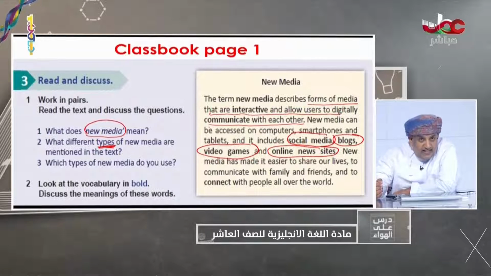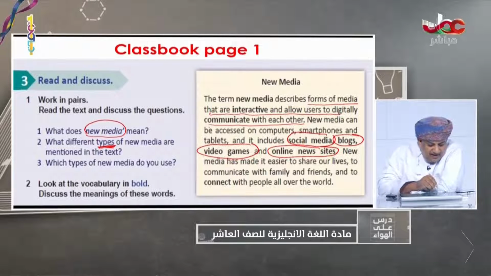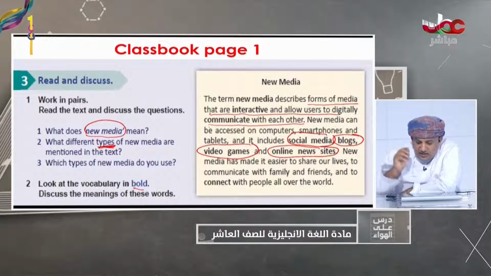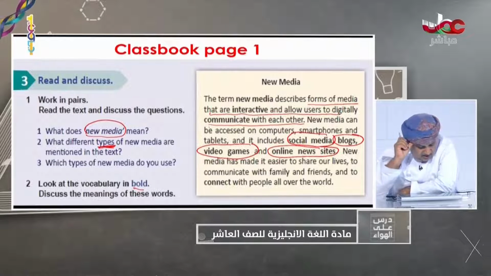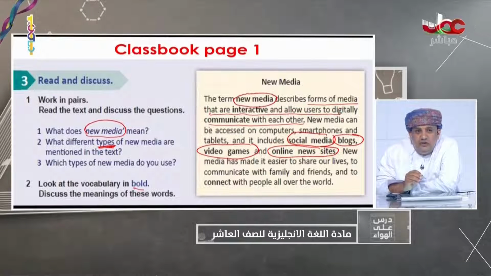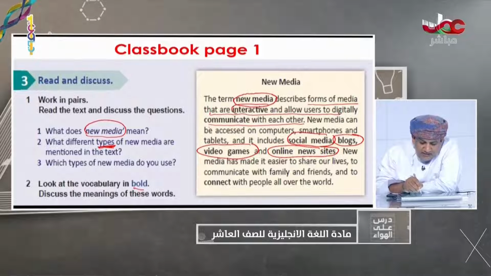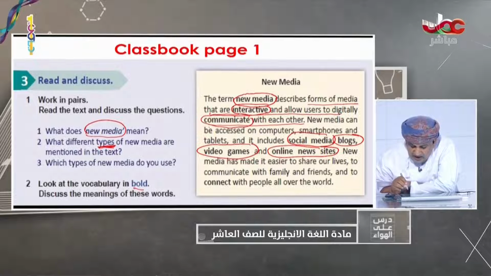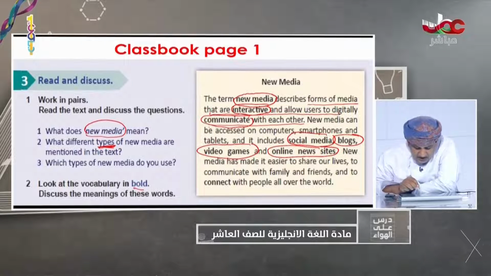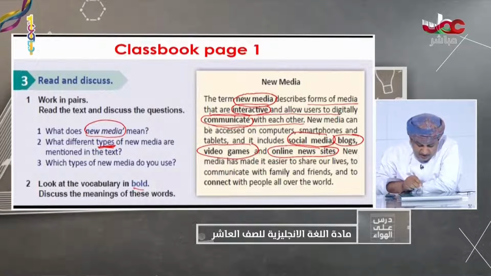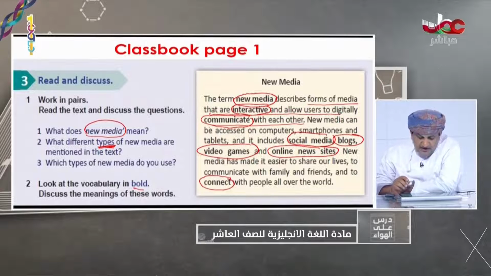So now let's look at number 2. Look at the vocabulary in bold. Discuss the meaning of these words. So let's look at the words in bold. Here the first word is new media. What's the meaning of new media? Interactive. Okay. Digitally communicate. Okay. Social media. Blogs. Video games, online news sites, and connect. Okay, so we have 9 words.